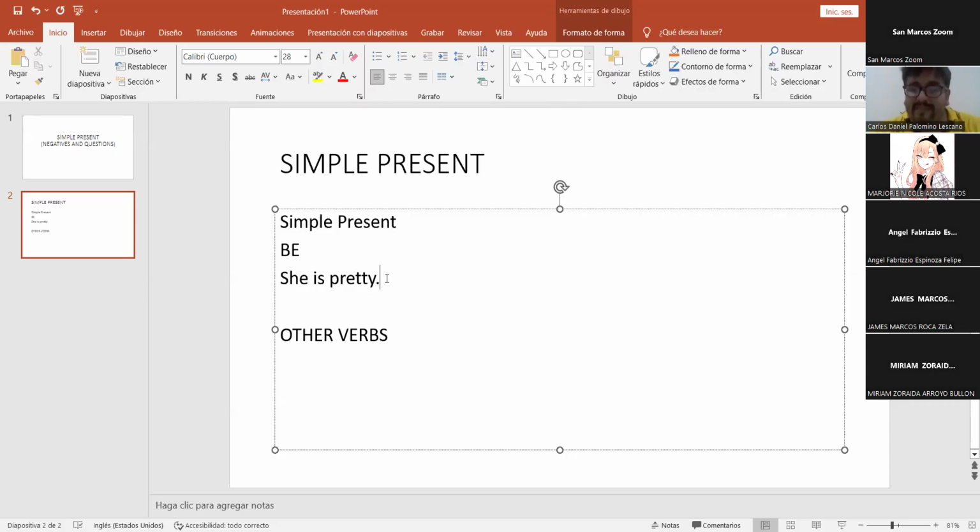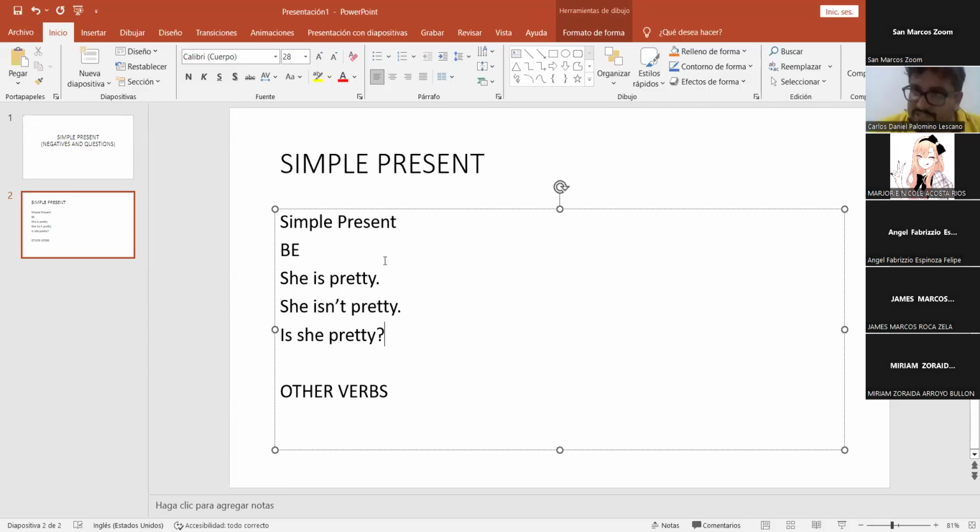Si yo pongo esta oración afirmativa and I want to make the negative sentence, I have to use the verb be, and next to the be, we have to place the negative. The negative form is going to be like this. She isn't pretty. Ella no es bonita. And if I want to make the question form, we have to place the verb be before the subject, and then the question form. Is she pretty?